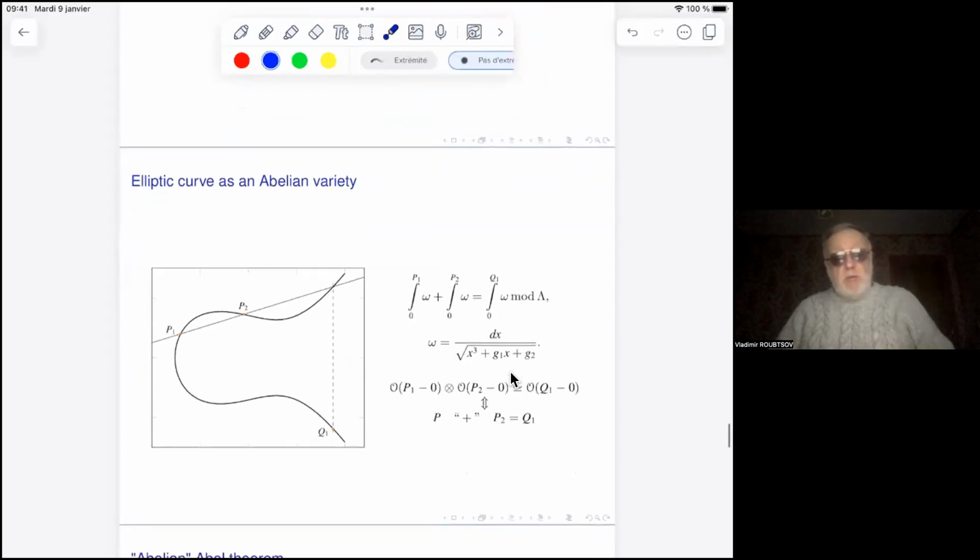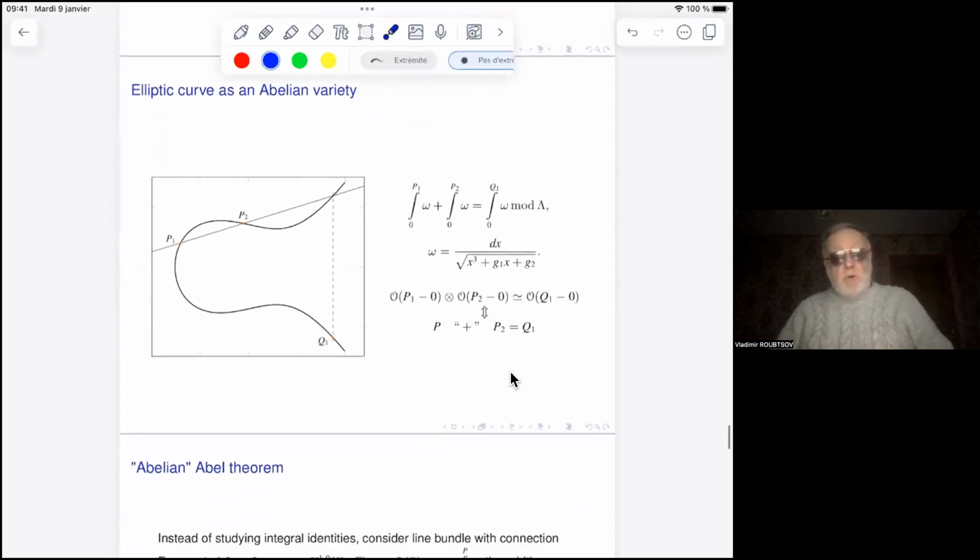So the simplest addition law is the addition law on an elliptic curve. If you have an elliptic curve, then there is the following observation. Take, for example, an elliptic curve in Weierstrass form, like here, which gives you one differential on the elliptic curve, dx over y, where y² equals the cubic. I omit the 4; usually people put 4 here, but it doesn't matter.